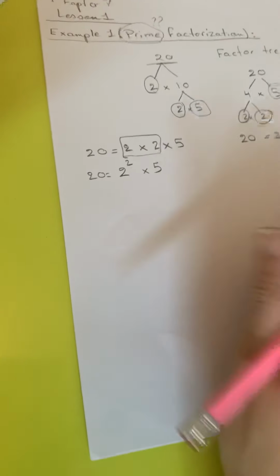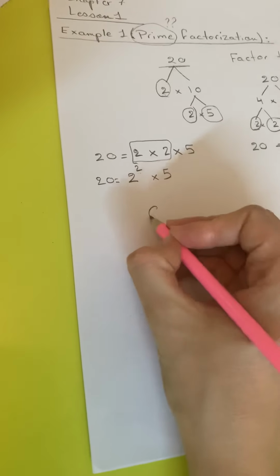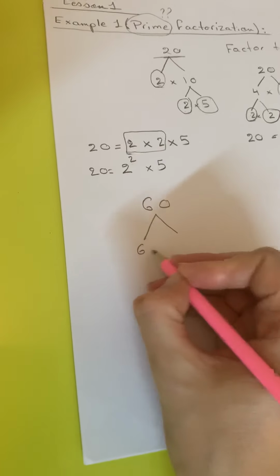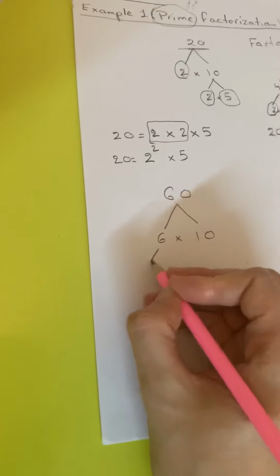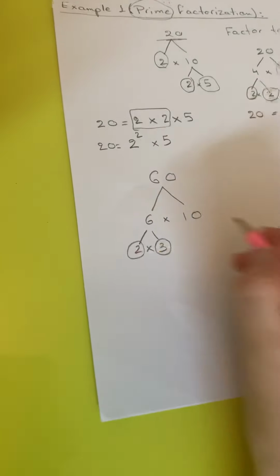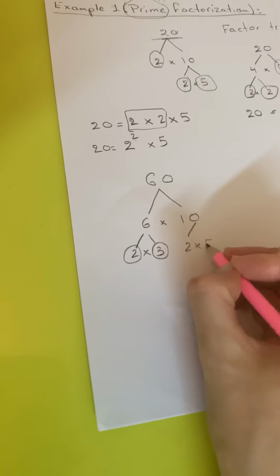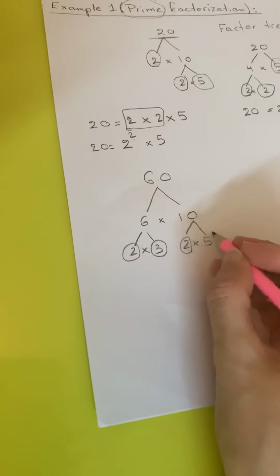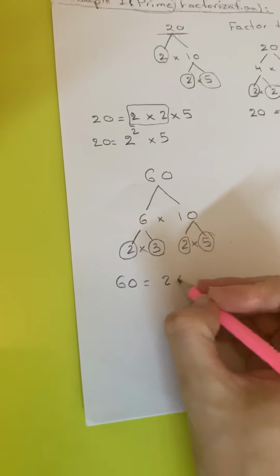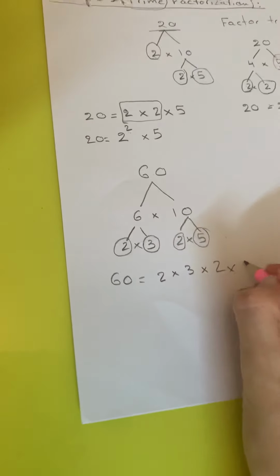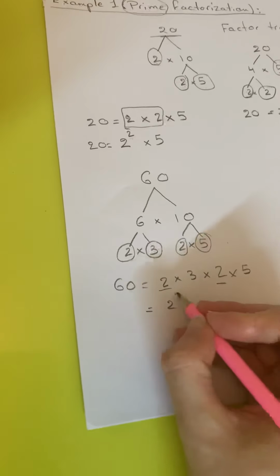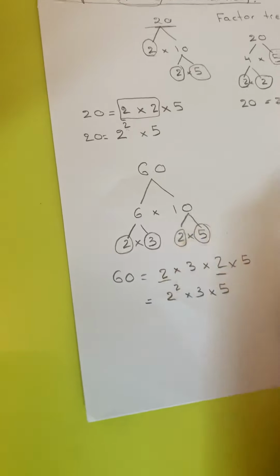Let's try another example just to make sure you understand. We'll take a harder number, for example, 60. I can start with 6 times 10, and then 6 is 2 times 3. These are prime, so I stop here. 10 is 2 times 5, also prime, so you stop here. So 60 is 2 times 3 times 2 times 5, which is 2 to the power of 2 times 3 times 5.